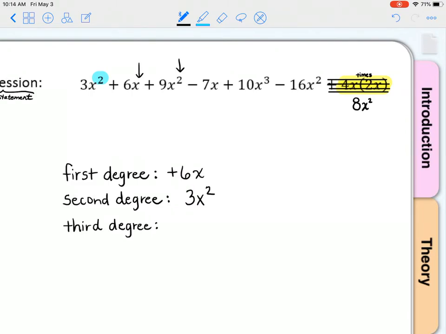Okay, how about the plus 9x to the second? That's another second degree. So we're going to say plus 9x to the second. And hopefully you see what I was doing wrong. 9x to the second power. Then I have, let me do these in yellow, a minus 7x, just 1x. So minus 7, 1x.